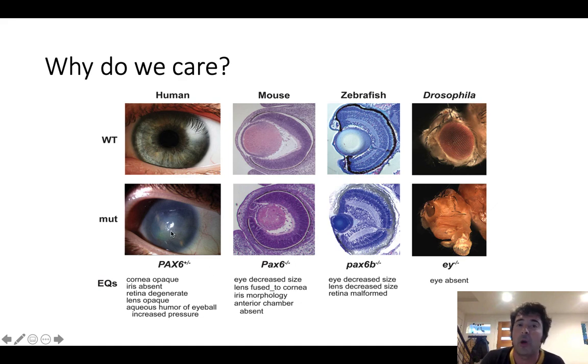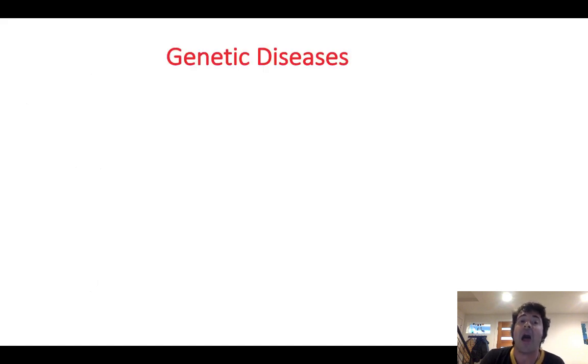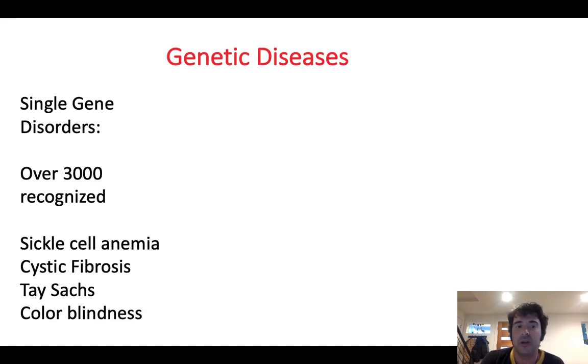So now you have an organism that's not going to be able to see and won't have the same adaptive ability in its environment. Same thing in mice, zebrafish, Drosophila flies. That gene gets mutated, they can't form eyes. We care about mutations because they impact our organ systems. And there are thousands of genetic diseases.